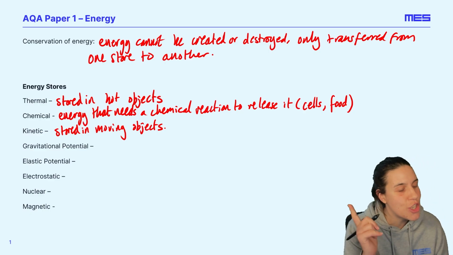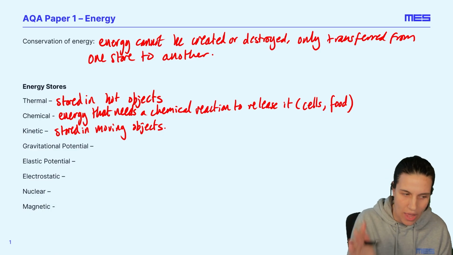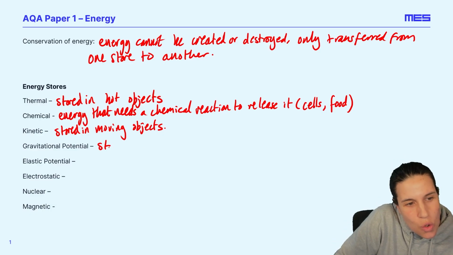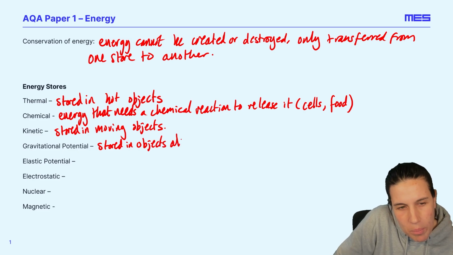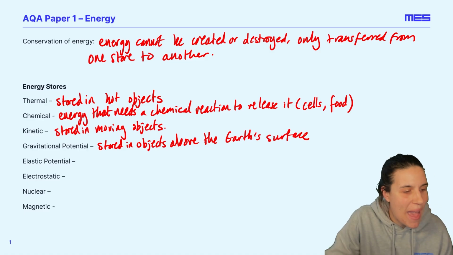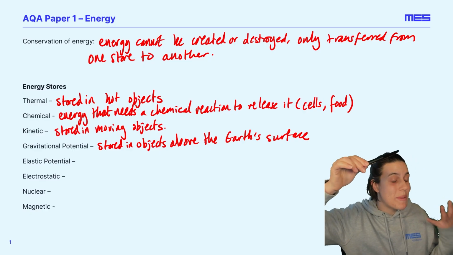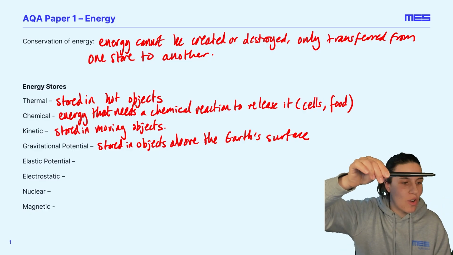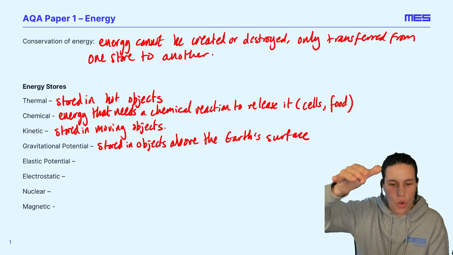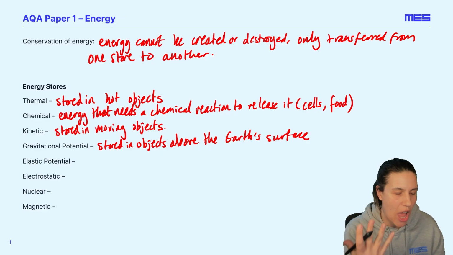Next up, we've got gravitational potential energy, always called gravitational potential energy, not just gravitational energy. And this is energy that's stored in objects above the Earth's surface. So for example, my pen, if I hold my pen up, it's storing gravitational potential energy. We call it potential energy because at the moment it's just storing the energy. It doesn't actually do anything until I let go. So it's got the potential to do something. So that's why we call it gravitational potential energy.